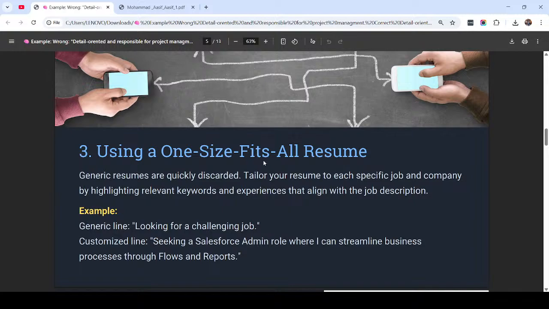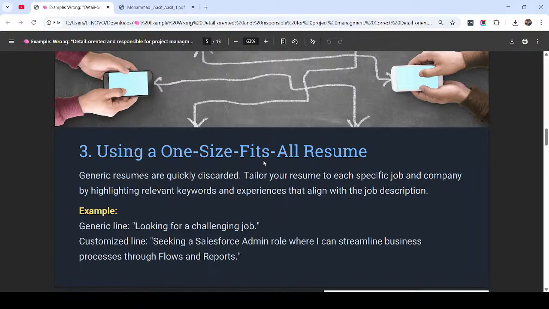Then it is using a one-size-fits-all resume. Generally everyone does this: once you have created a resume, you send the same resume everywhere, irrespective of what the job description says or requires. In simple language, if there is a requirement for a Salesforce admin and you have created a resume for a Salesforce developer, you don't even check whether your resume fits the JD, the job description. You simply send the same resume everywhere, and it has a big impact in MNCs.